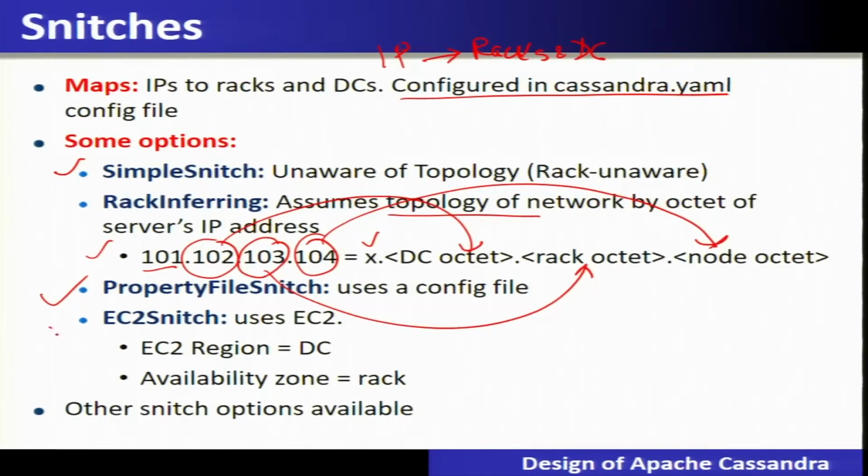Let us say that you have an EC2 snitch. EC2 is a particular service in AWS, the Amazon Web Services cloud offering. EC2 snitch uses EC2 regions as the data center, and the availability zone as the rack. Therefore EC2 snitch is an example of a rack inferring snitch.